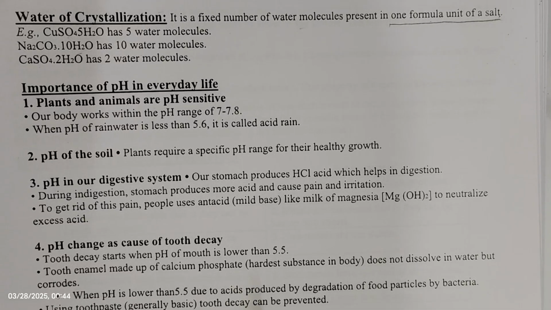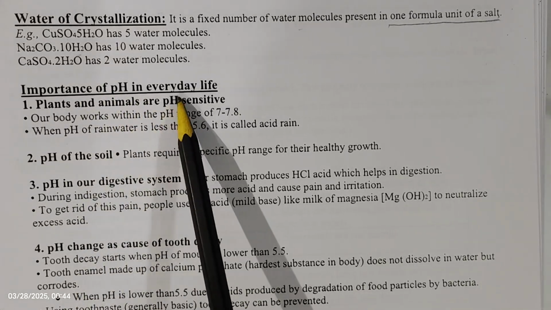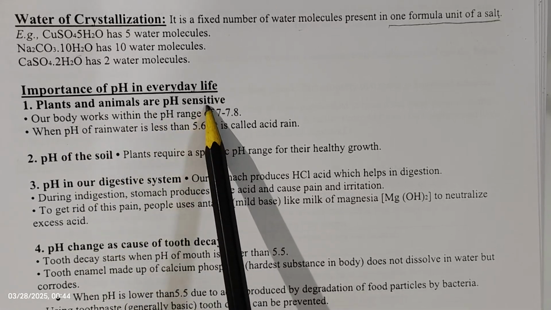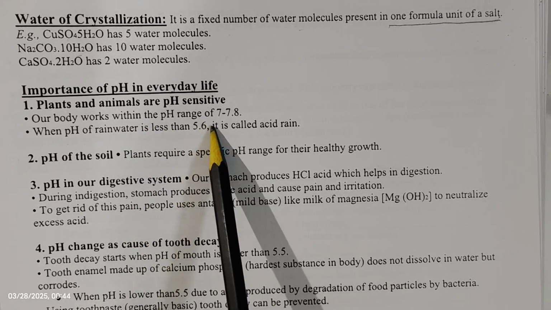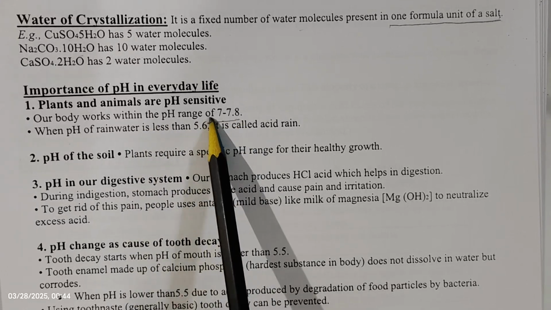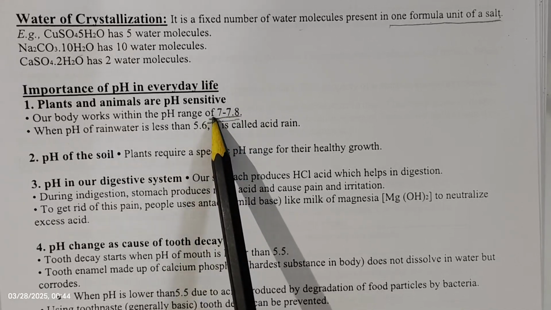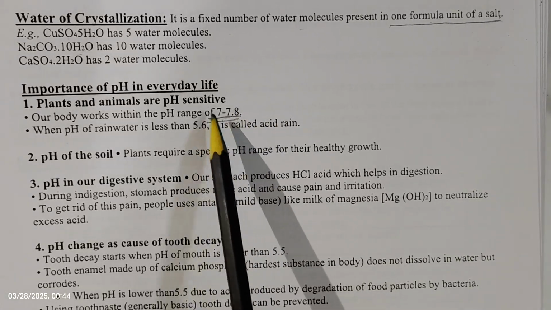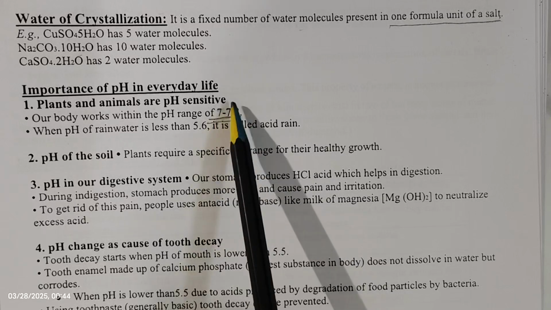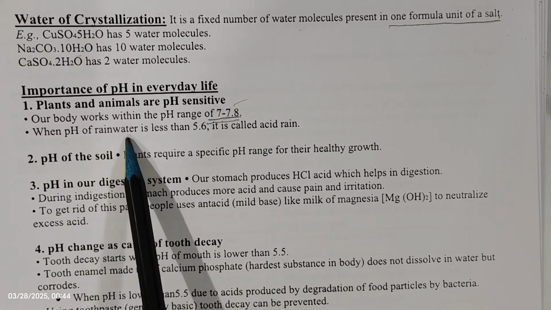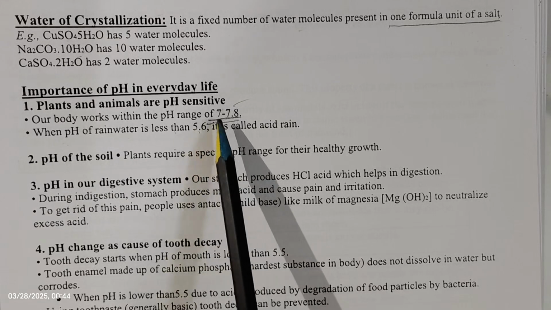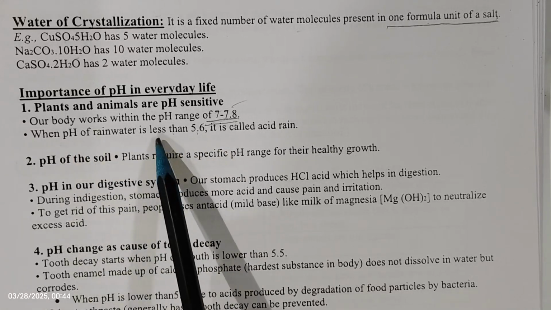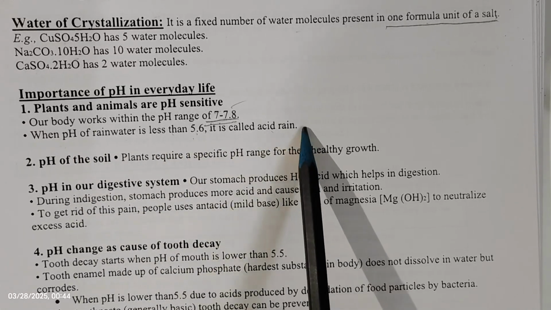The next topic, pH. Importance of pH in everyday life. Plants and animals are very pH sensitive. Our body works within the pH range of 7 to 7.8. 7 is neutral; if it becomes lesser than 7 it becomes acidic, and if it is greater than 7 it becomes basic. When the pH of rainwater is less than 5.6, it is said to be acid rain.